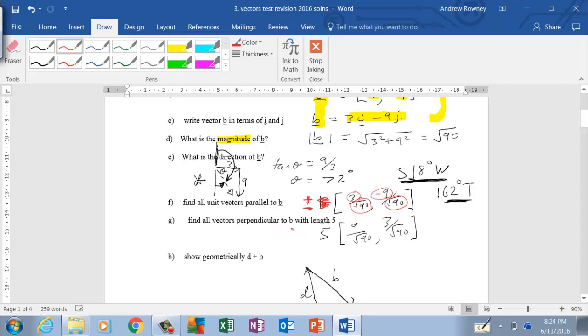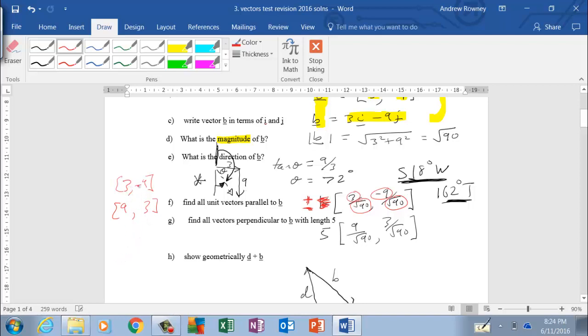Find all vectors perpendicular to B with length 5. To get something that's perpendicular, we have to get the original vector, 3 minus 9. To get a perpendicular vector, we swap the components and we change the sign of one of them. So minus 9 could become plus 9. The reason why that works is, one way of thinking of it is the dot product. Dot product, if it's 0, then you have 90 degree angle between them. 9 3s are 27, so we get 27 minus 9 3s are 27, which is 0. So that's why it works.